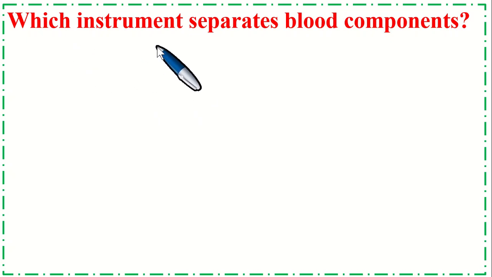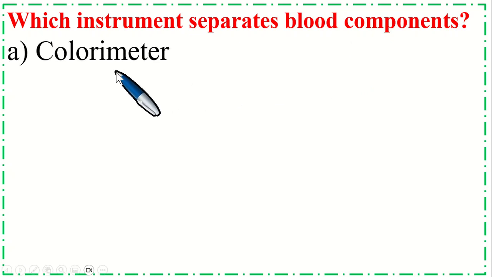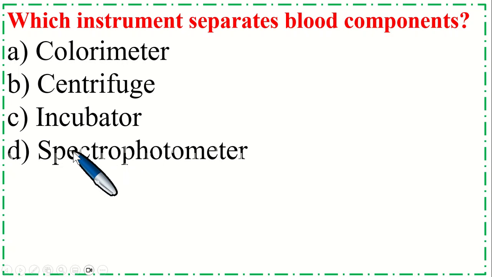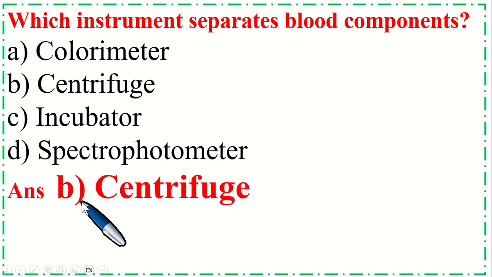So, which instrument separates blood components? Option A, colorimeter; B, centrifuge; C, incubator; and option D, spectrophotometer. So the correct option is B, centrifuge.